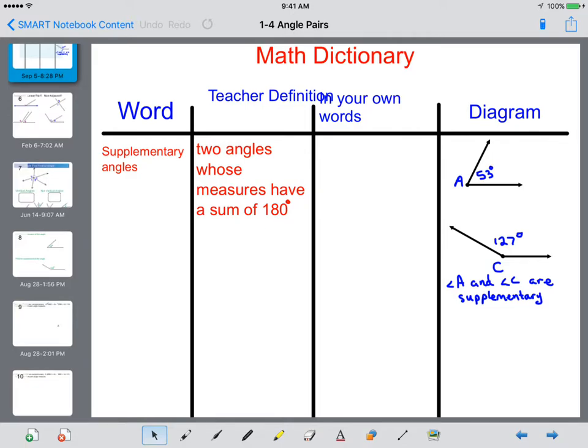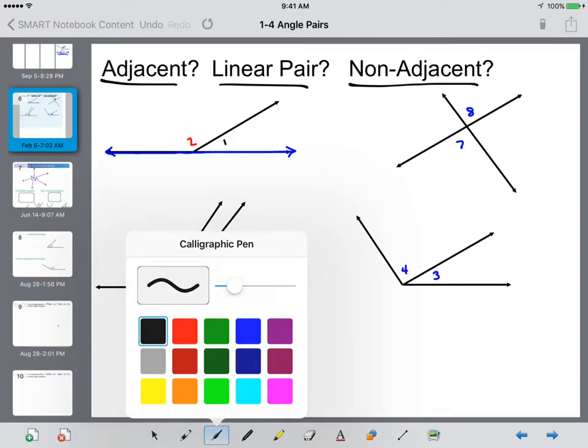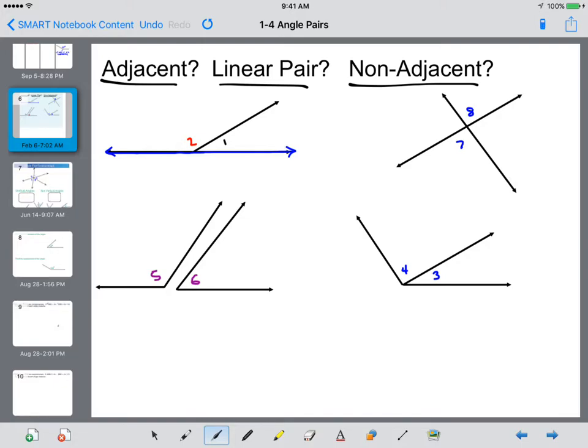First thing we're going to discuss is linear pairs. So looking at each example here, we're just going to decide if the angles are adjacent, if they are a linear pair, or if they are non-adjacent. So the first example, adjacent angles means that they share a common side or a common ray. For this side, these are definitely adjacent.